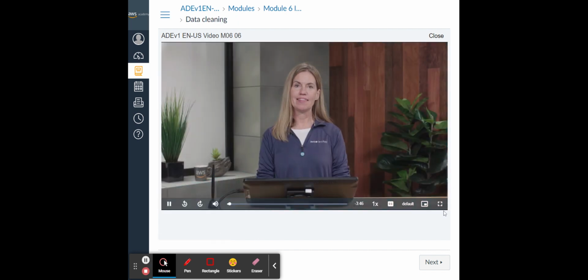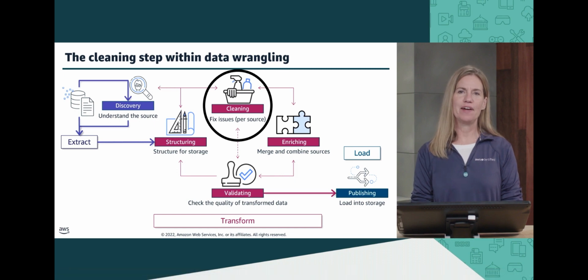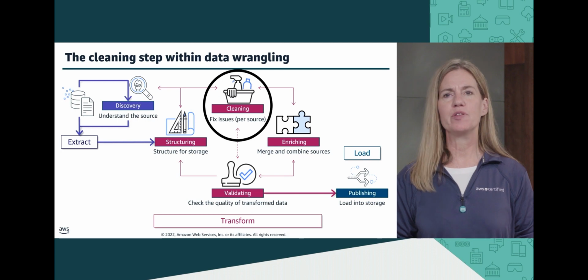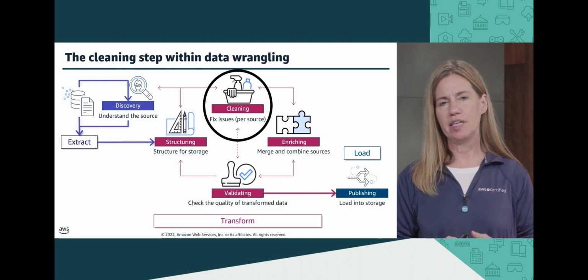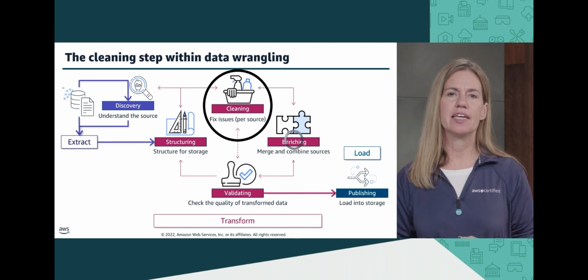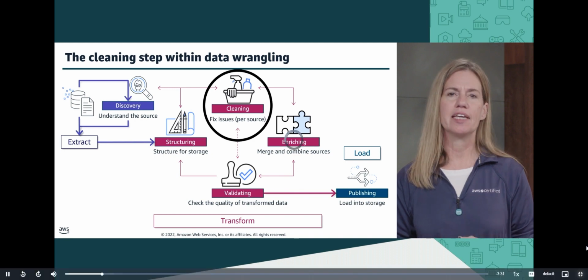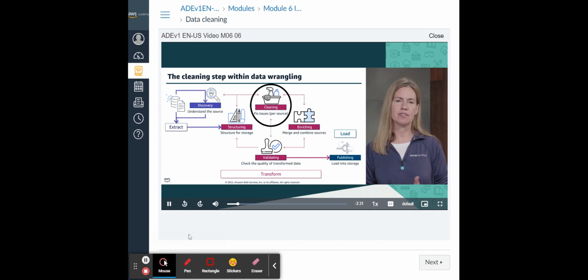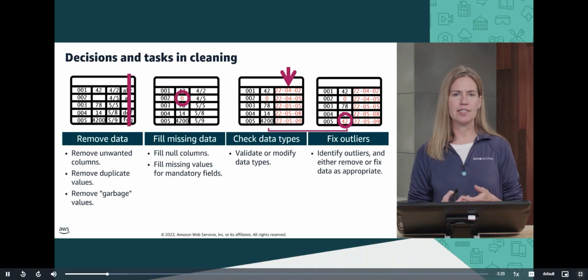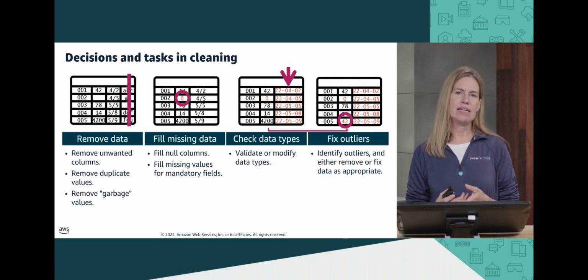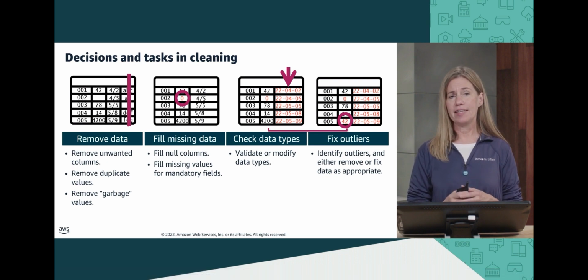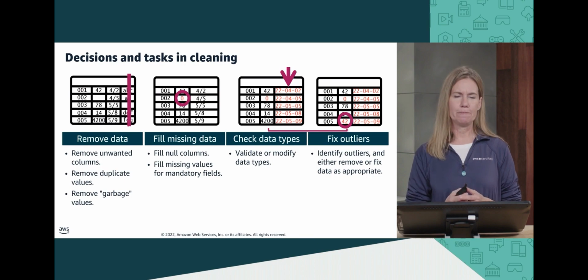This section looks at the data cleaning step of the data wrangling process. The cleaning step is the third defined step within the data wrangling process, following structuring. In the data cleaning step, you start to make the raw data ready for use in your pipeline. Usually at this step, cleaning is per source, based on the characteristics of that source. Data cleaning includes tasks such as the following: remove unwanted data, fill in missing data values, validate or modify data types, and fix outliers.